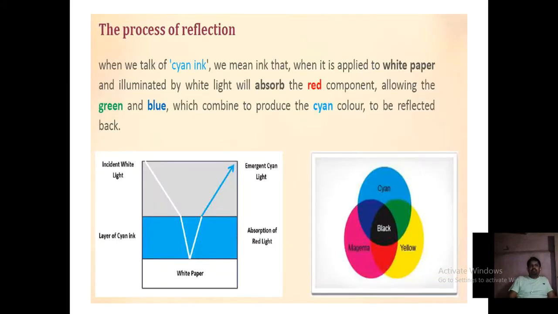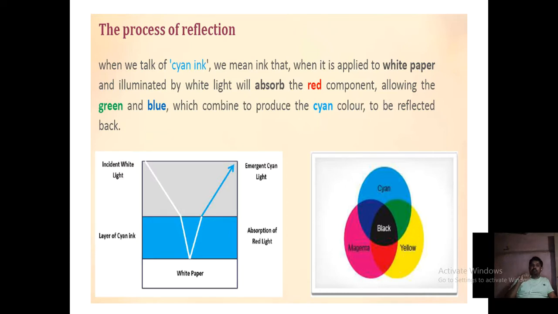Then next, the process of reflection. How does our eye perceive this? When we talk of cyan ink, for example, if something is printed on paper and that print color is cyan, how do you observe that? How does your eye see that the print is cyan color, right? What happens here? When you are seeing cyan ink on paper, it is applied to white paper. We are printing on white paper and illuminating it with white light.